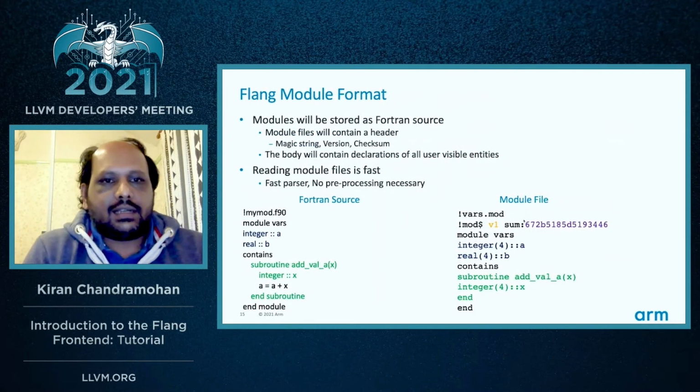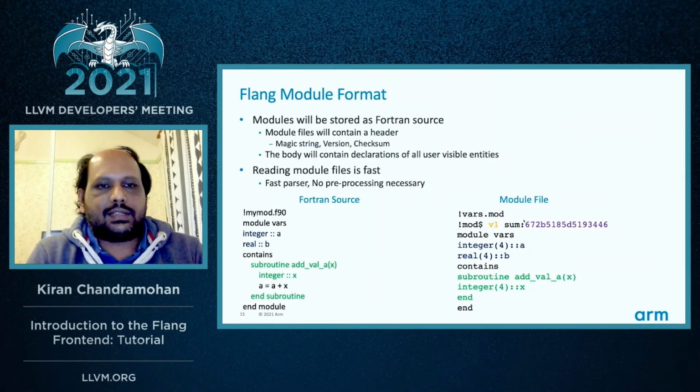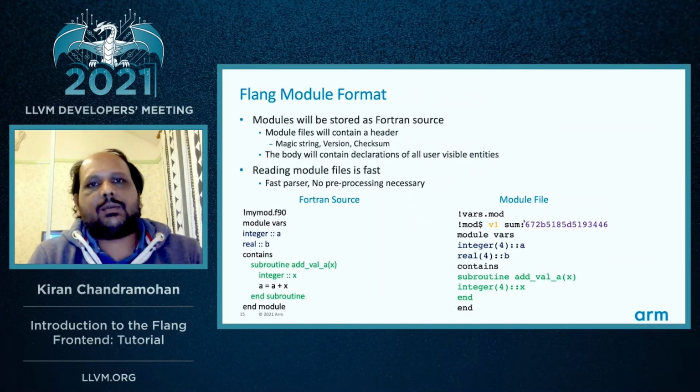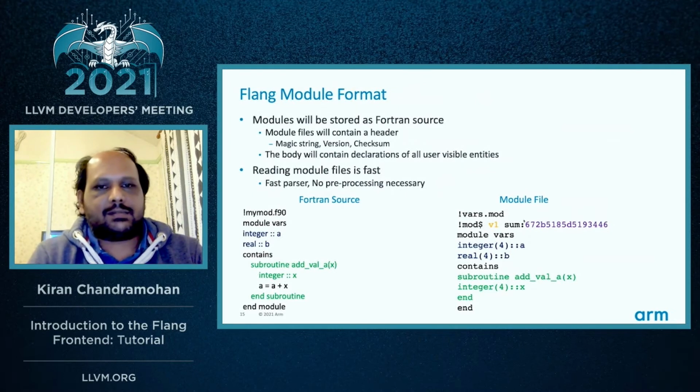So the final example that I show for the parsing and semantic checks is the Flang module format. As I mentioned before, some representation of the module has to be stored so that it can be used by wherever this module is used to check the data types and the function declarations. Different compilers do it different ways. Some compilers have a binary format for module files. Some have some fixed and specified format for the module files.